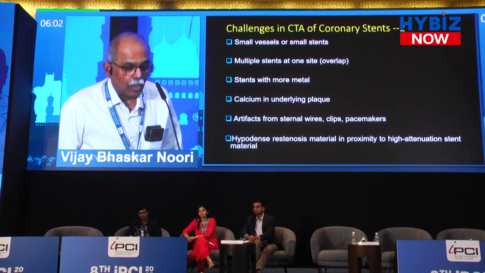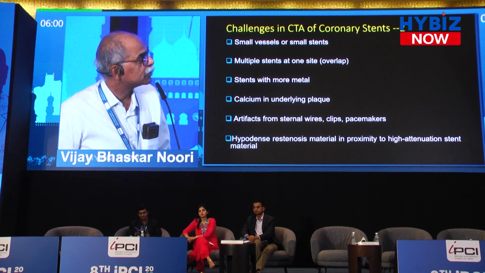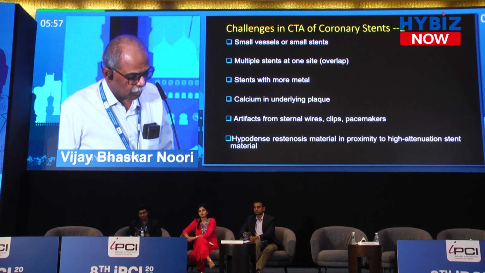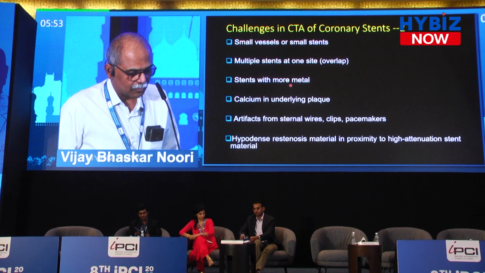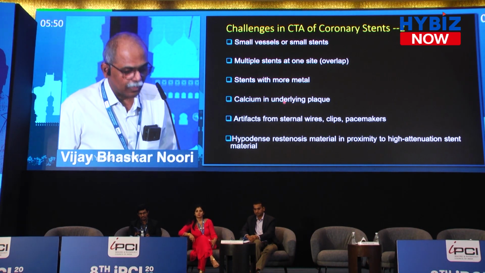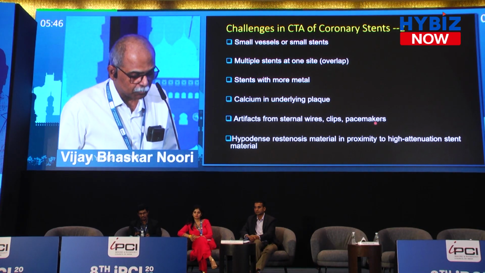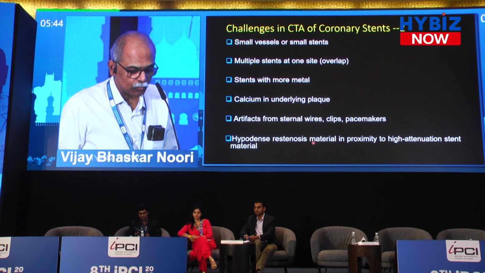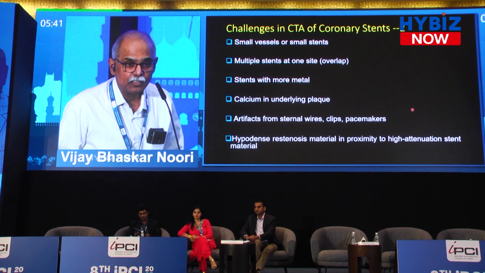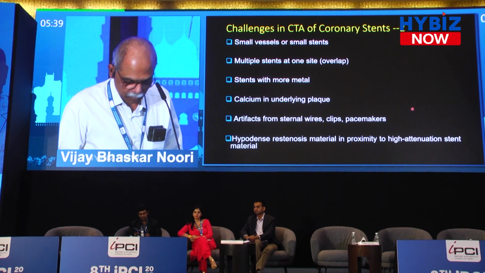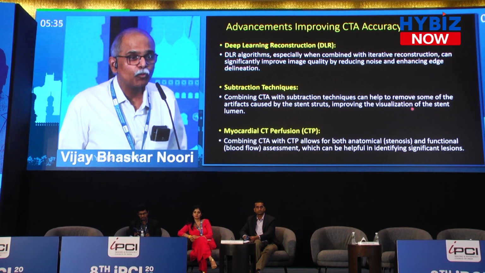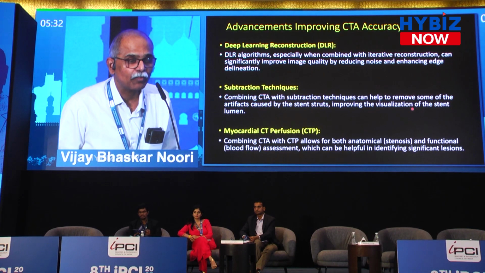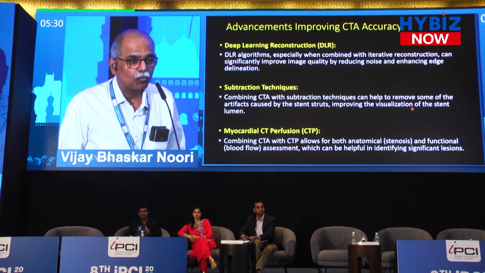So, again, the challenges are small size of the stents, multiple stents at one site, stents with more metal, calcium overlaying the stent, artifacts of sternal wires, clips, pacemakers, and hypodense restenosis material in proximity to high attenuation stent. So, after having listened to all this, you will be surprised why we are doing a CT for stent evaluation at all, because there are more complications than the information given.